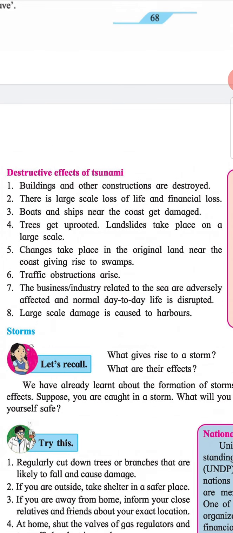Subheading Destructive effects of tsunami. 1. Buildings and other constructions are destroyed. 2. There is a large scale loss of life and financial loss. 3. Boats and ships near the coasts get damaged. 4th, trees get uprooted. Landslides take place on a large scale. 5th, changes take place in the original land near the coast, giving rise to swamps. 6th, traffic obstructions arise. 7th, the business or industry related to the sea are adversely affected and normal day-to-day life is disrupted. 8th, large-scale damage is caused to the harbors.